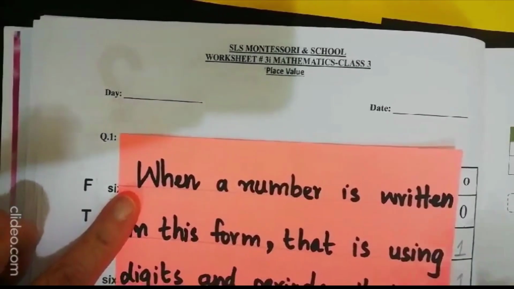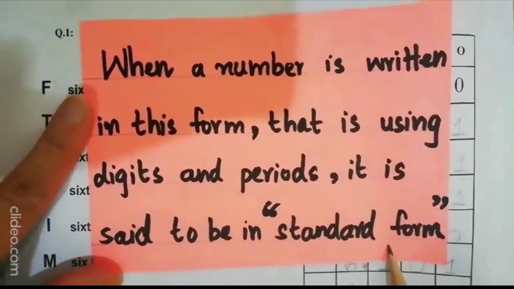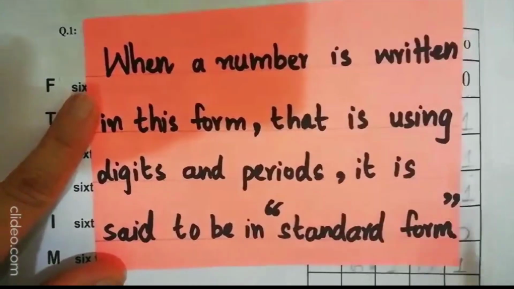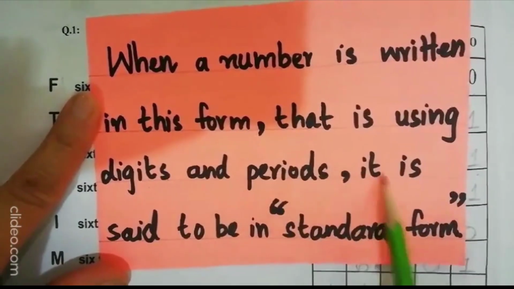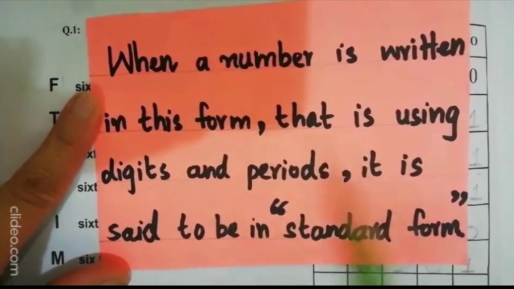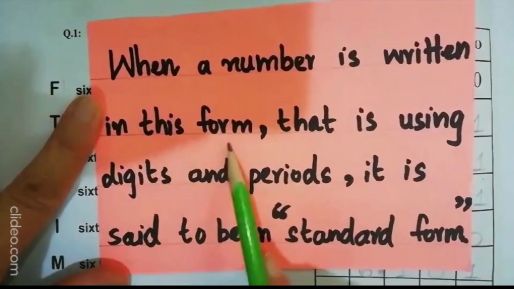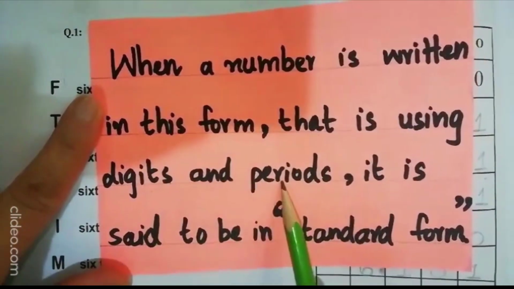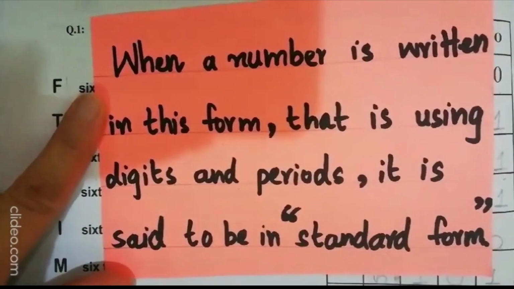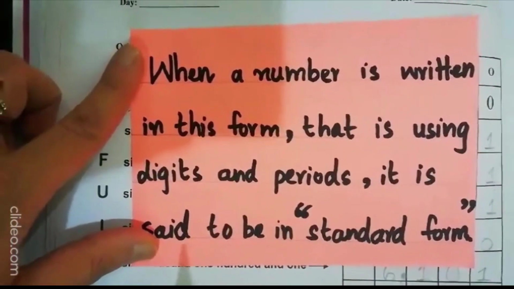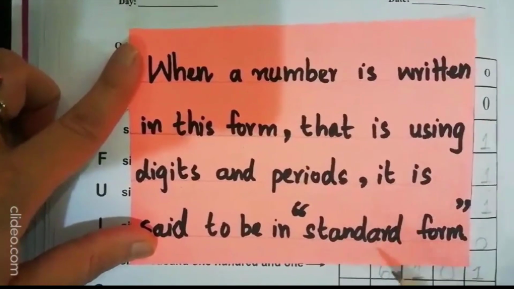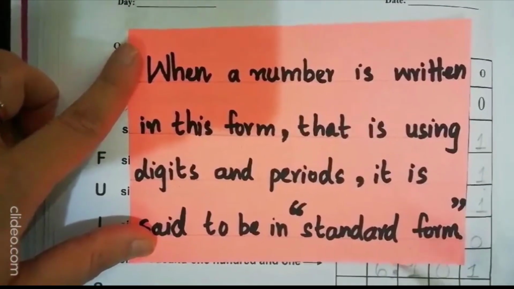Now coming to worksheet number 3I, page number 16. Topic is standard form. Now what is standard form? When a number is written in this form, that is using digits and periods, it is said to be in standard form. Numbers can be expressed in many ways, but standard form is usually the easiest and the shortest way.